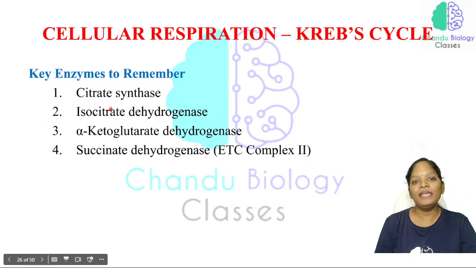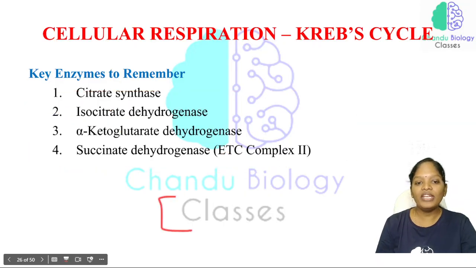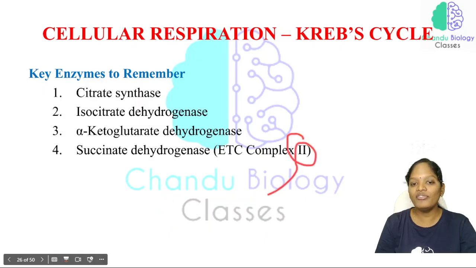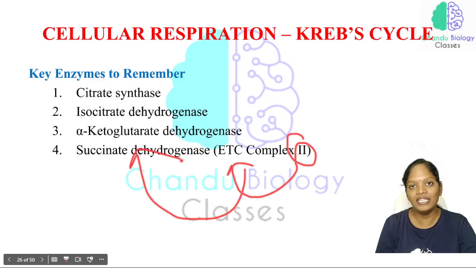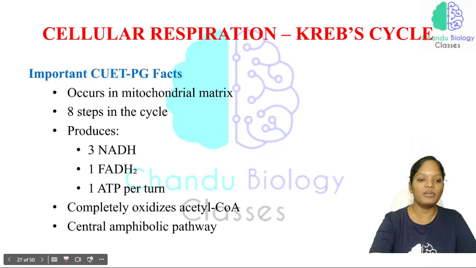What are all the key important enzymes? Just now we have studied that whenever we are discussing the electron transport chain, we are discussing 4 important complexes: complex 1, complex 2, 3 and 4, and complex 2 of the electron transport chain is nothing but the succinate dehydrogenase complex. Very important statement, just remember that.